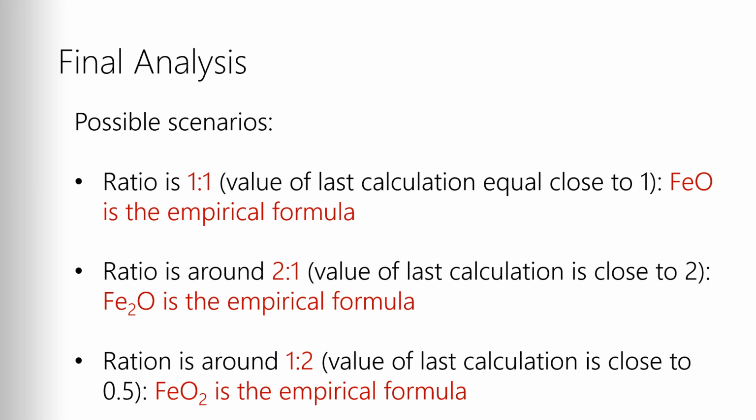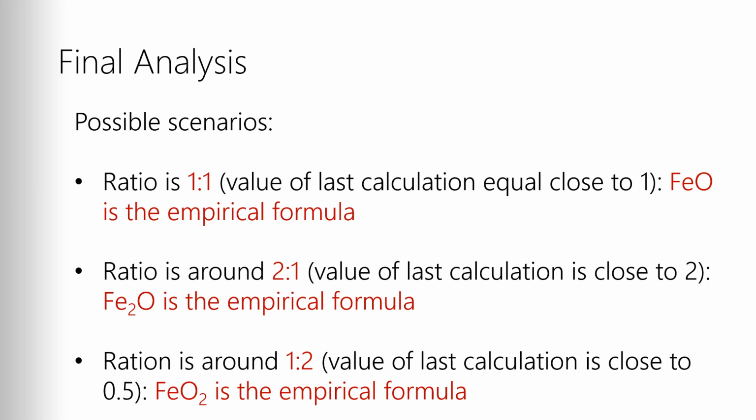Because remember, oxygen's got a 2- charge, so if it's a 1 to 1 ratio, the iron's got to have a 2+ charge. Now, the next ratio is 2 to 1. That means my calculation that I did in the previous step would be 2, meaning I have 2 irons for every oxygen. So my empirical formula would be Fe2O. Now that would mean I would have iron(I) oxide, because each iron would be a +1, and the oxygen would be a -2.